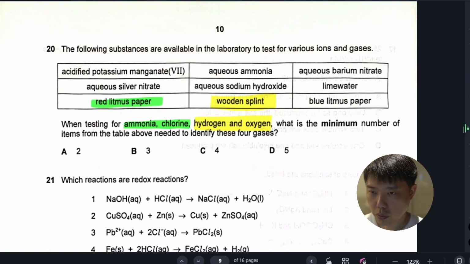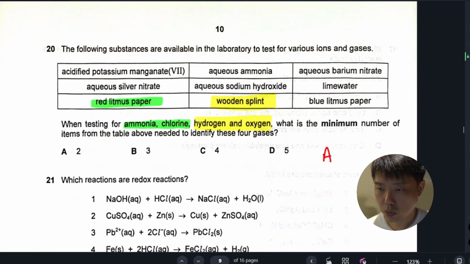Okay, so question 20 is a fairly easy, straightforward question. They are asking what is the minimum number of items that we can use to identify 4 gases. So if you look at the ammonia, chlorine, basically you can just use a red litmus paper to test for both ammonia and chlorine. And for hydrogen and oxygen, you just need a wooden splint. Okay, so the answer here should be A.